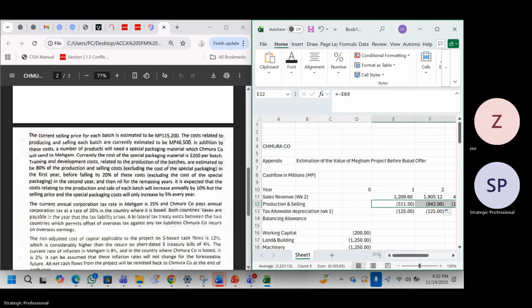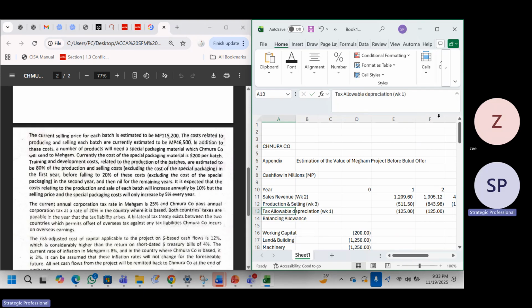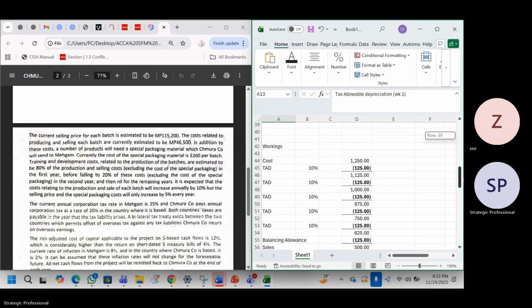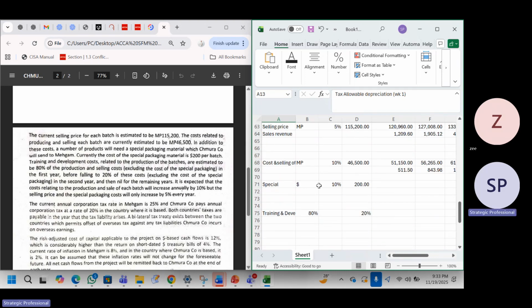What's the next one? There's one we've not touched after production. Training and development costs. Yes, training and development costs. Don't also forget that special packaging that is in dollar. So how are we going to solve this one? We're going to grow it and convert it, right? And they said for special package, was it growing by 10% or 5%?